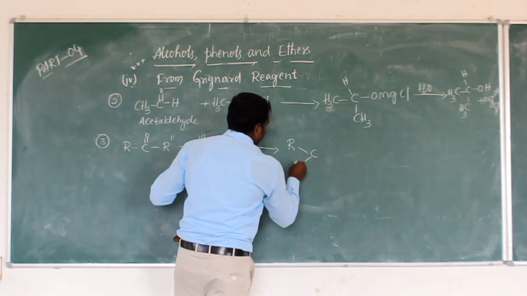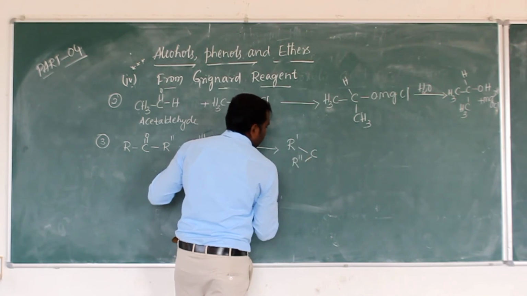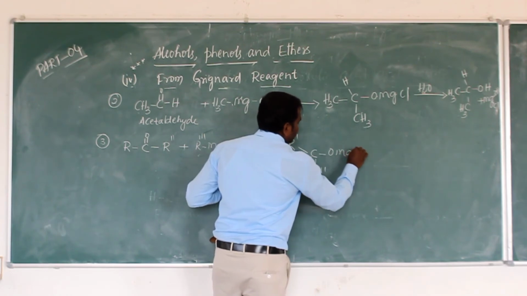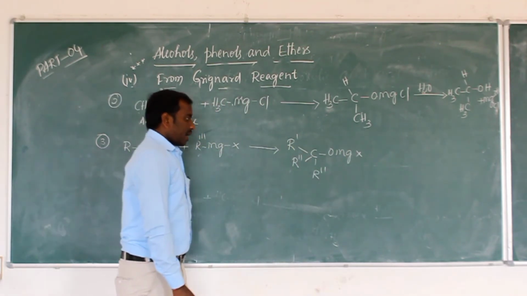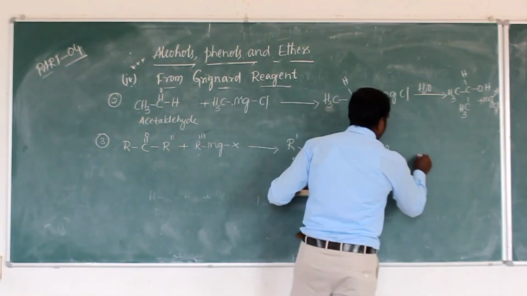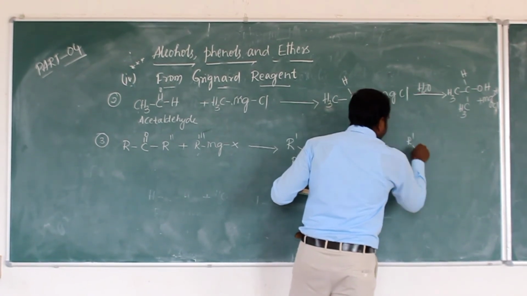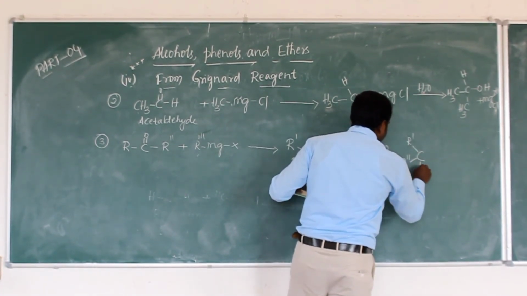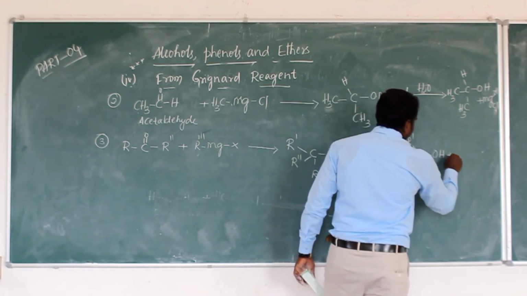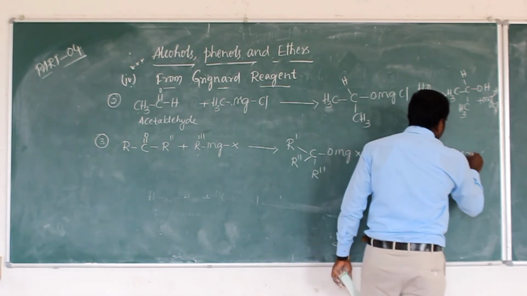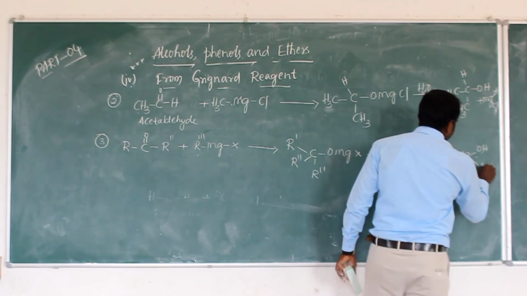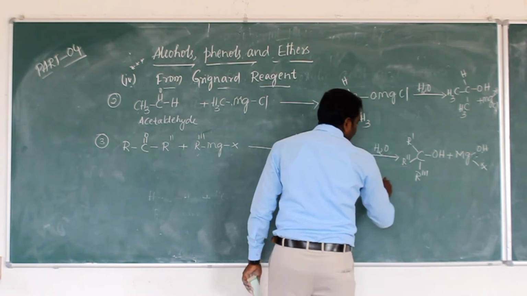This is R dash, R double dash, here R triple dash, right? Again, what is the number? C, R dash or double dash, then OH plus Mg X. Right, that is it.